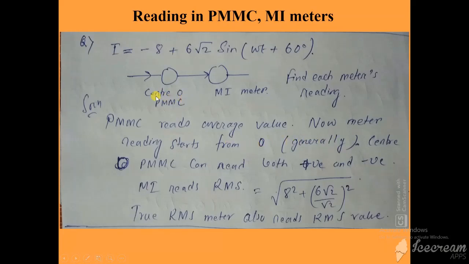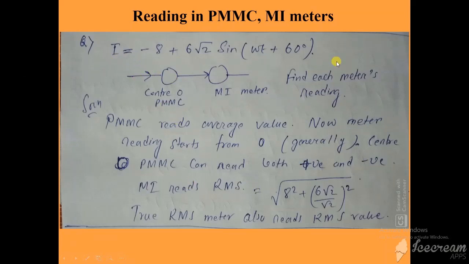But if it is a center-zero PMMC as given in the question, center zero means 0 is in the center, in the left we have negative reading, in the right we have positive reading, so it can read the negative reading. In that case it will read minus 8. A center-zero PMMC can read both positive and negative DC values. And moving iron, as just told, reads the RMS value. Moving iron reads both AC and DC, and we studied in lecture number 2 that moving iron reads the RMS value of a waveform.